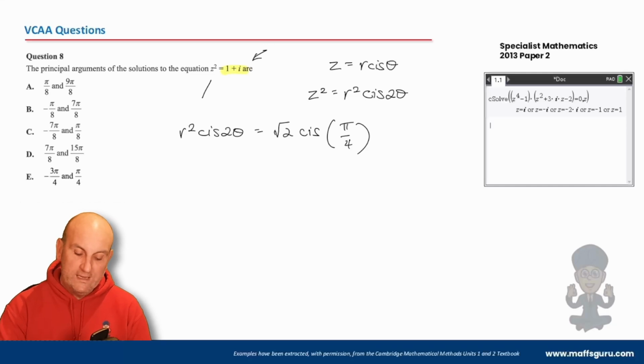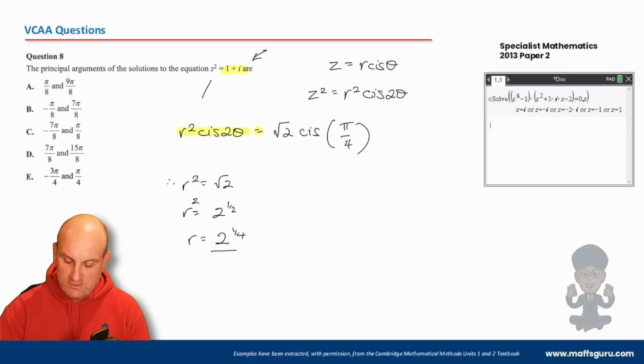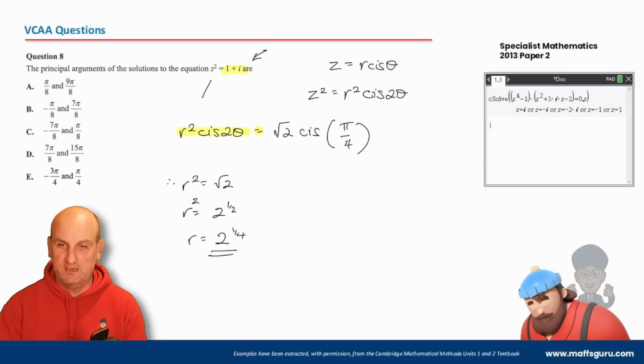Now, we know because of the equal sign that what's on the left-hand side and what's on the right-hand side must be exactly the same. So therefore, we know that r squared is equal to root 2. So r squared basically becomes 2 to the half, or r becomes equal to 2 to the quarter. Now, interestingly, it didn't ask me for that in the question, but it doesn't hurt.